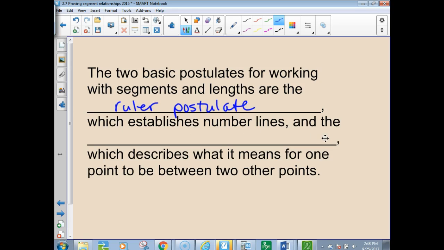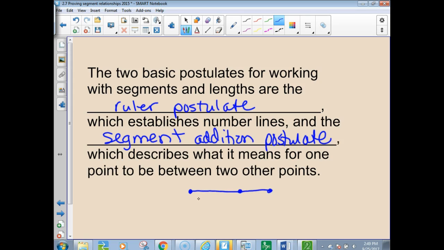And then I believe which establishes number lines is what it says. And then segment addition postulate. That's the biggie. That describes what it means for one point to be between the other two. Segment addition postulate simply says, if you had some segments Q, R, and P, then QR plus RP equals the bigger segment, QP.